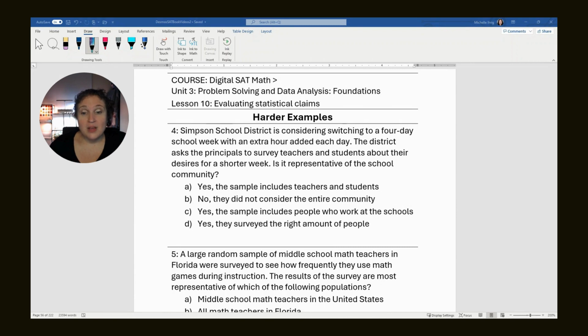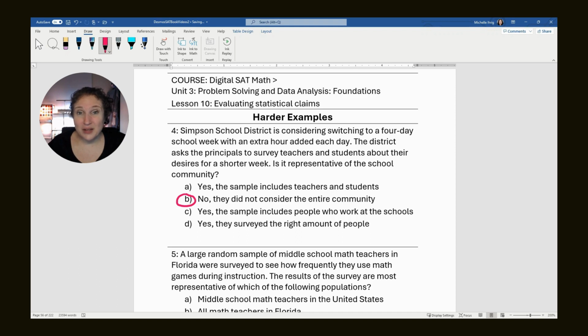Okay. Well, guess what? The answer is no. And the reason why the answer is no is because they might have surveyed teachers and students, but they didn't survey other people who work at the school, like custodians or clerical staff or cafe monitors. But what's the biggest population that they didn't ask?